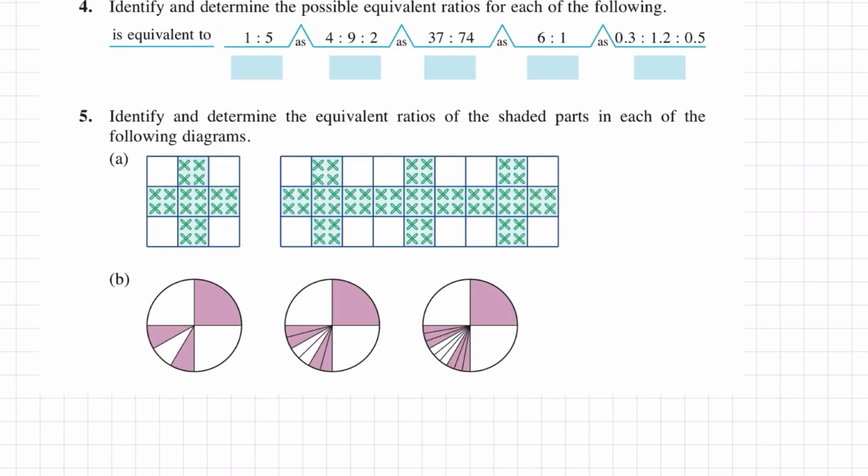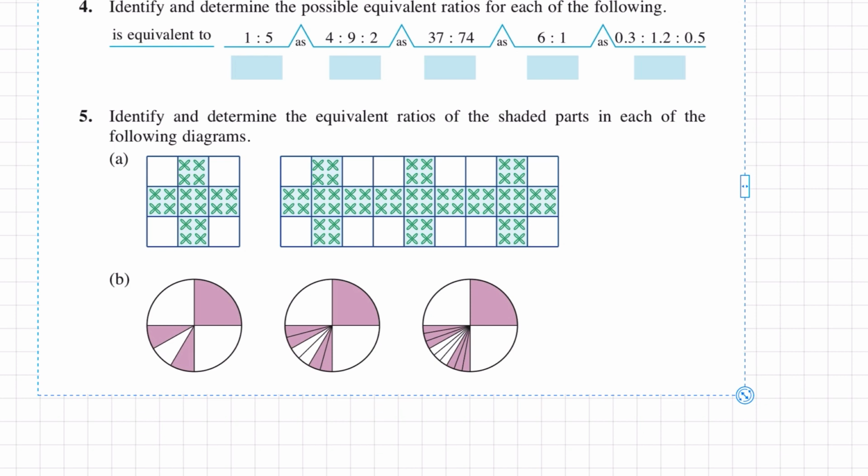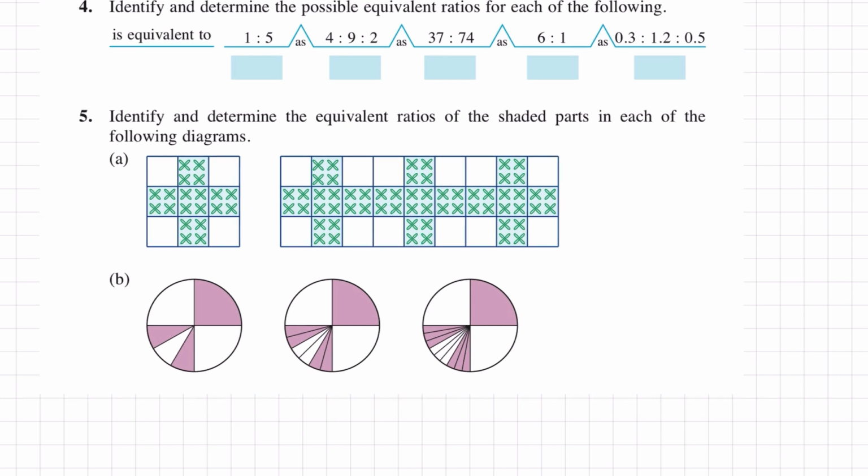Number 4, I'm just going to write it on the diagrams. I want us to determine the possible ratio for each of the ratio given. The simplest way is to times it by 2. So for this one, we can have 2 to 10, and this one is 8 and 18 and 4, and this one I think we can simplify, so you can check it by your calculator.